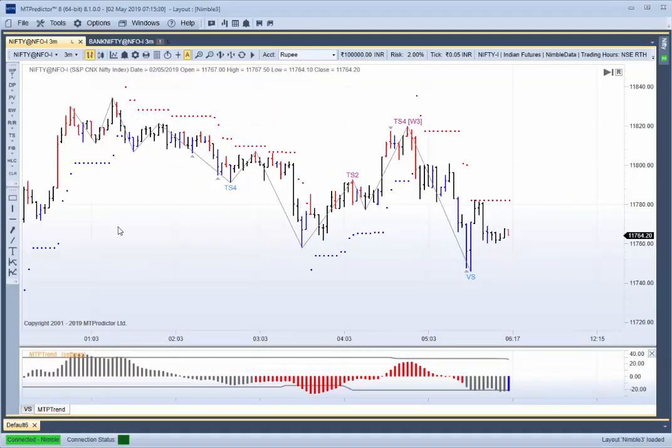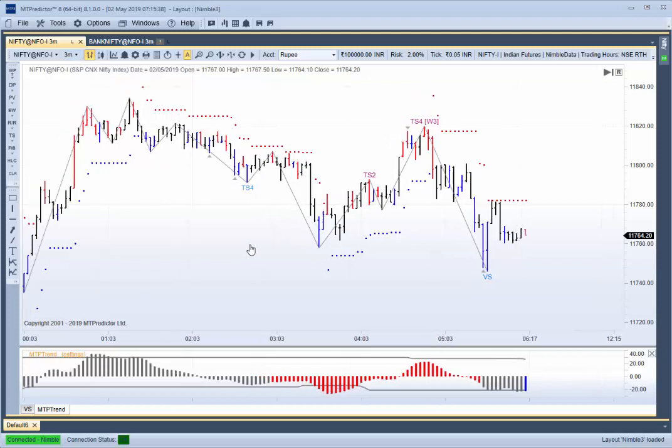Right, so I want to have a look at the Nifty, which is one of the markets over there in India, and I want to have a look at a 3-minute chart. You can see we have some various setups here, some on our black MTP trend, some on a red MTP trend, but I want to look at incorporating some of the other tools in MTPredictor to try and get an idea of which would be the slightly higher probability trade setups.